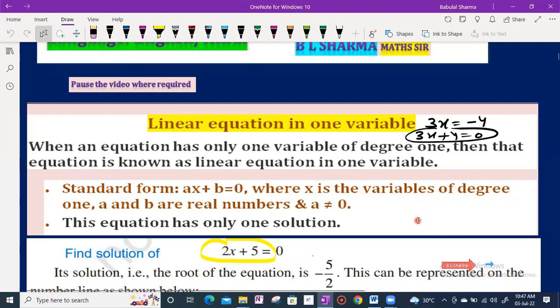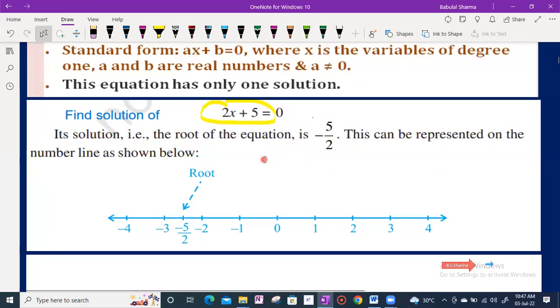Here a very important thing is that the coefficient of x should not be equal to 0. The coefficient of x should not be 0. a and b are both real numbers. Real numbers means, again repeating, rational or irrational numbers. So this equation has only one solution. A linear equation in one variable always has exactly one solution.